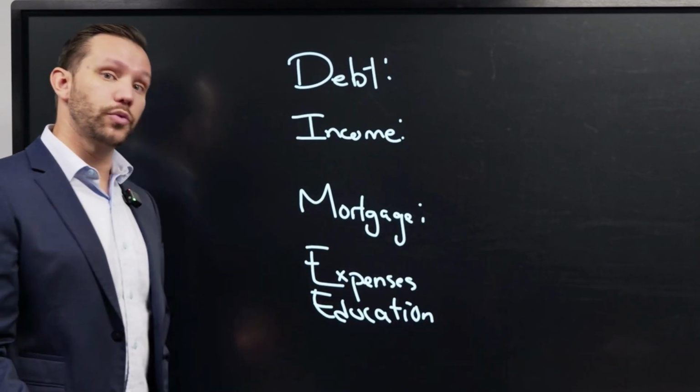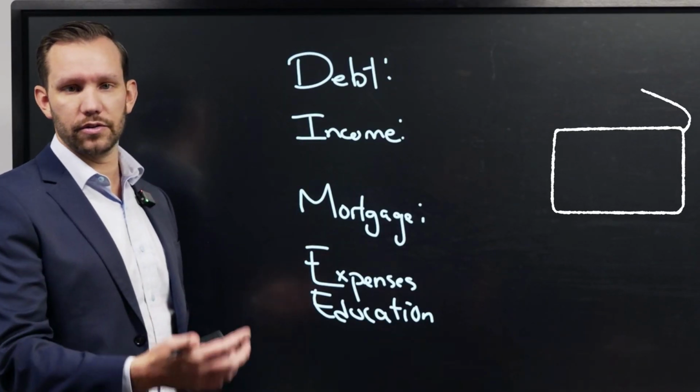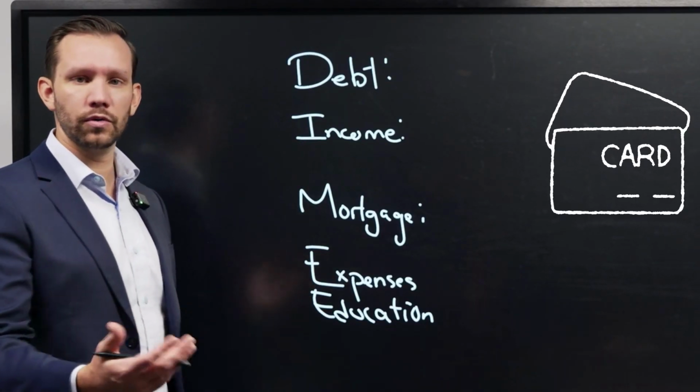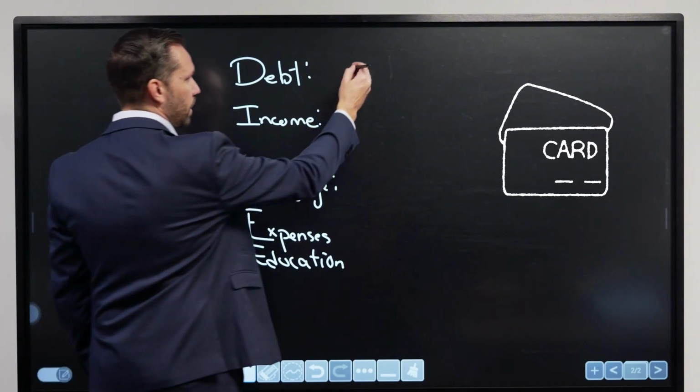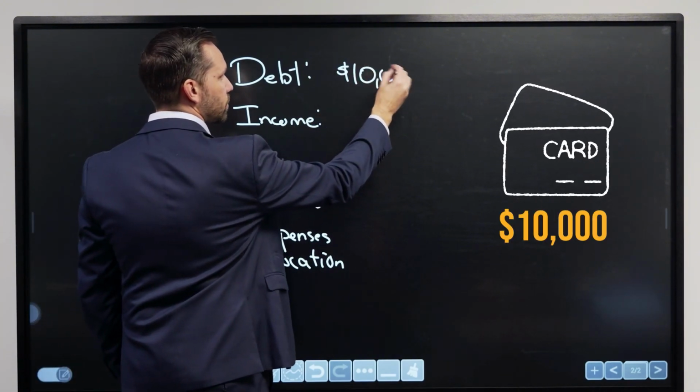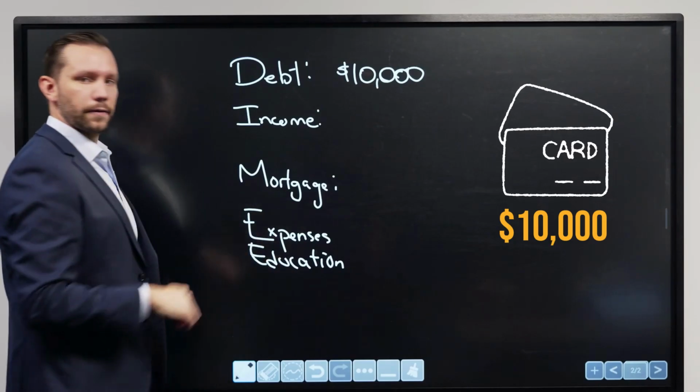If I'm going through this with a client, the first thing I'm going to ask is, outside of our mortgage, do we have any other debt? Maybe we have some credit card debt or some car payments, or maybe a loan or a line of credit. Let's just say we had $10,000 on a credit card.